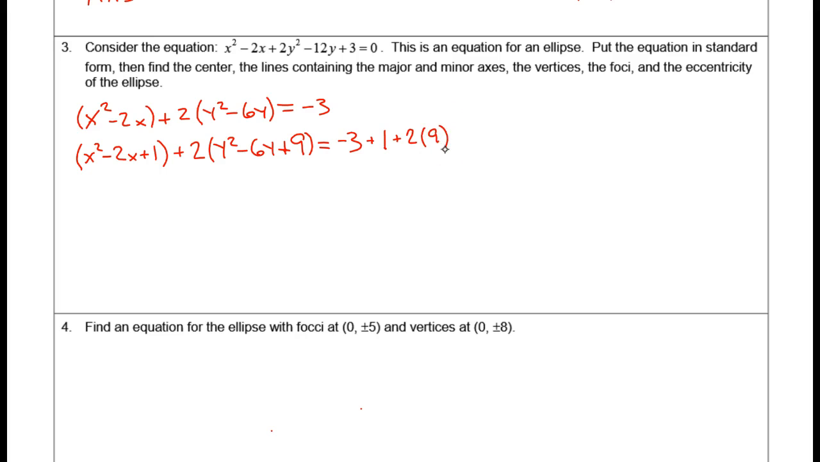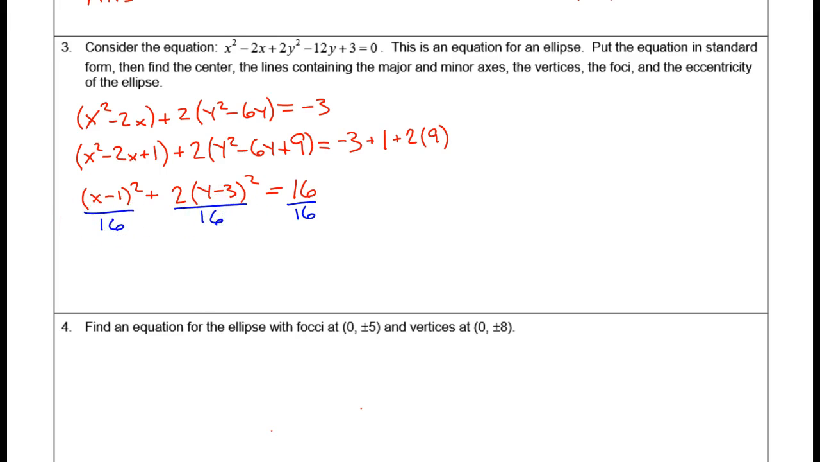Okay, let's go ahead and factor these perfect square trinomials now. This is going to be (x minus 1) quantity squared, and then I have plus 2 times (y minus 3) squared equals, let's see, 18 plus 1 is 19, minus 3, which is 16. So I have now something that looks closer to the equation of an ellipse, but not yet. What I have to do now is divide everything out by 16. Because this is kind of new, I'm going to go ahead and show you the algebra here.